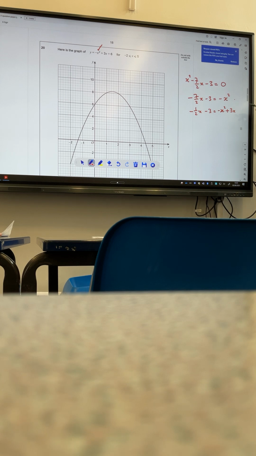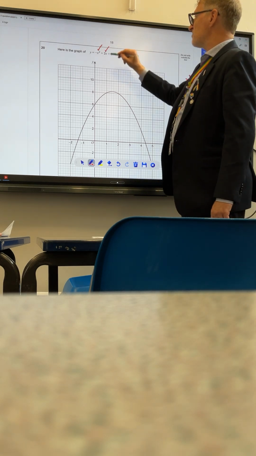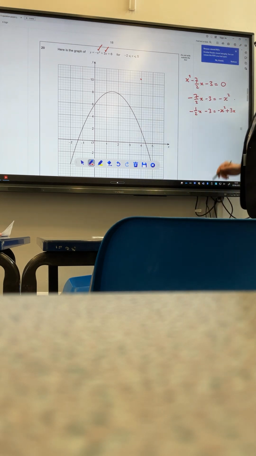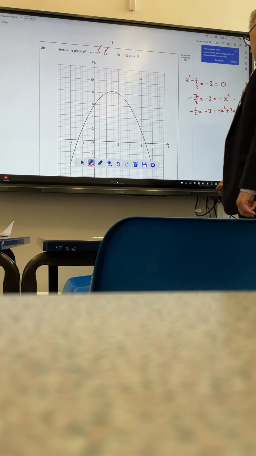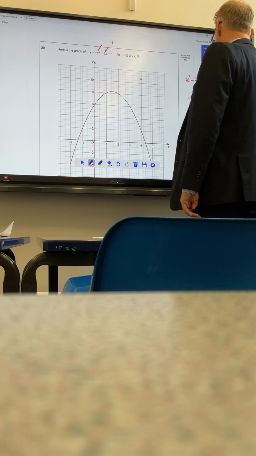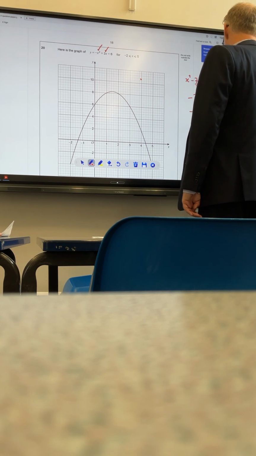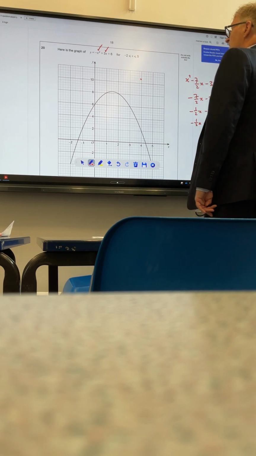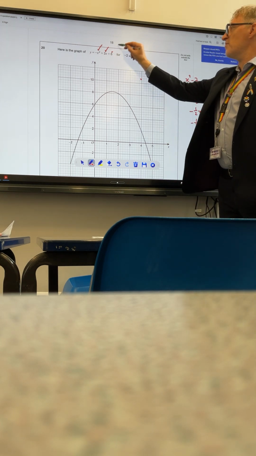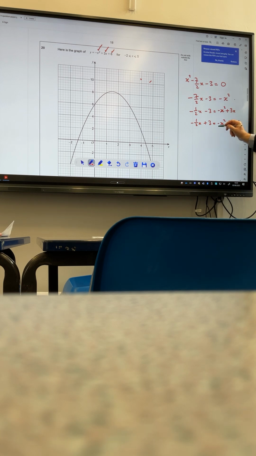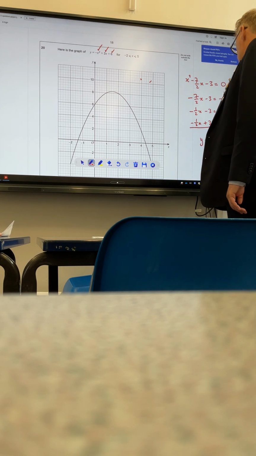So I've got minus x squared plus 3x, so I've got my plus 3x. Now I need 6. So why don't I just add 6 to both sides? So won't that become minus a half x plus 3 equals minus x squared plus 3x plus 6. And now I've got the full curve on this side. So now that's the curve that they've drawn for me. This is the line that I'm going to have to draw. Y equals minus half x plus 3.